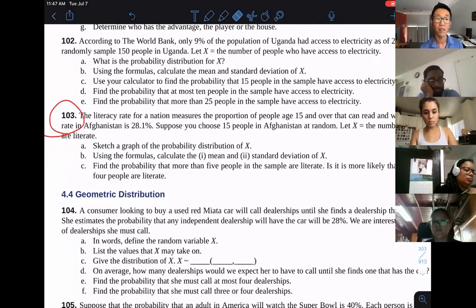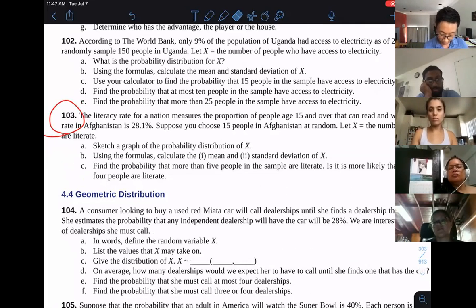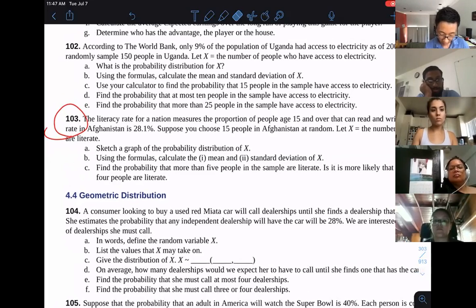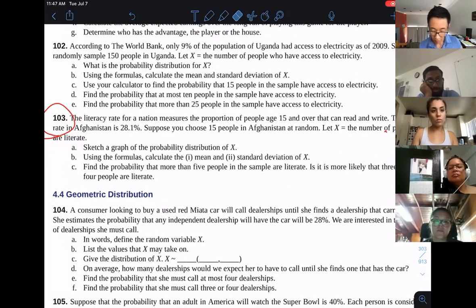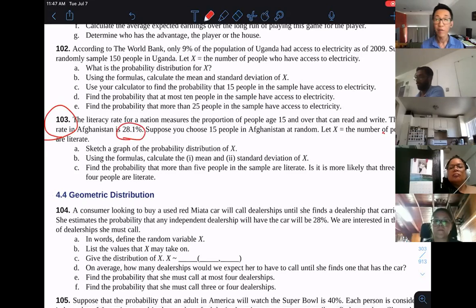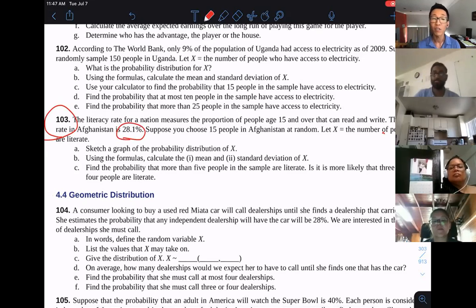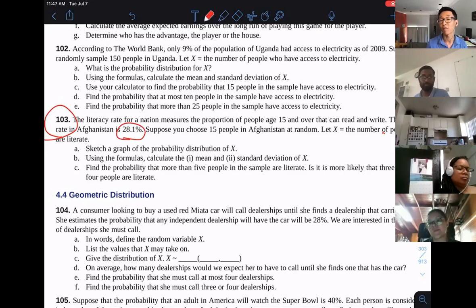It says the literacy rate for a nation is people who cannot read. How bad is that? How sad is that? It says literacy rate is 28.1. That's bad. That means if you pick a random person in Afghanistan, I don't know what year it was written, there's only a 28.1% chance this person can read, right?